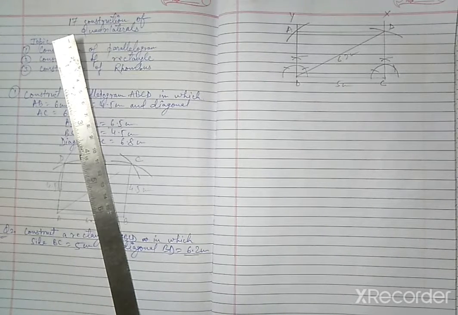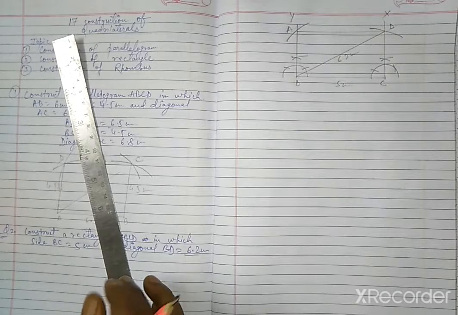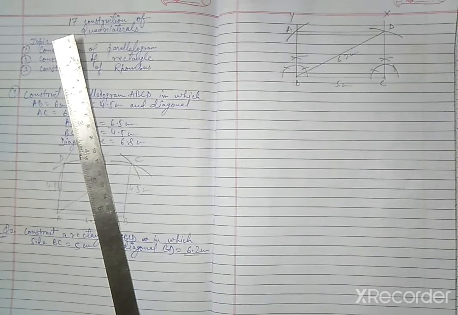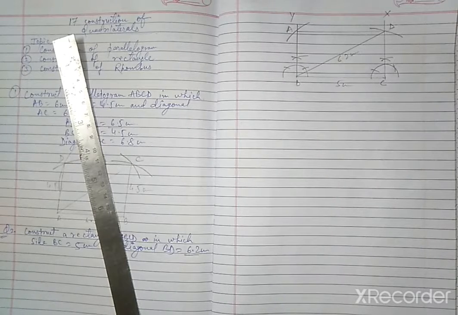In a square, as you may already know, the sum of all the angles is 360 degrees and each angle is equal to 90 degrees. So just like a rectangle, you will be able to draw a square also.